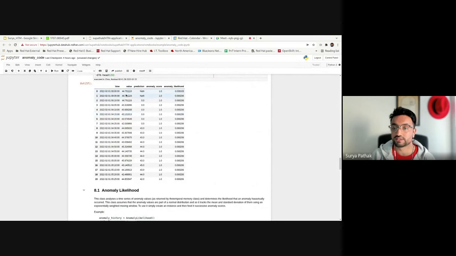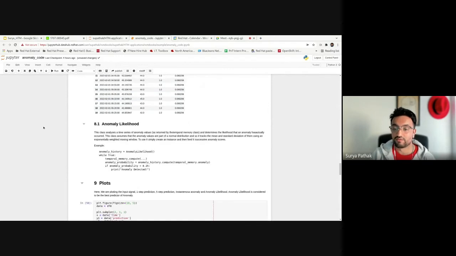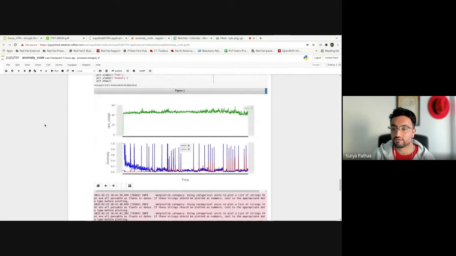Here's the time, here's the value for the CPU usage. At first, the system has not predicted anything. Then the anomaly score is 1 in the beginning. Anomaly likelihood is very, very small in the beginning. If we plot those data over here, we do see the following.